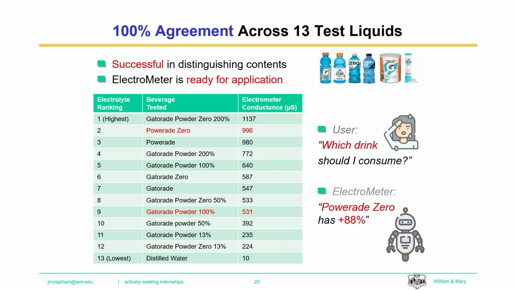We measured popular liquids like Gatorade and Powerade, sugar-full, sugar-free, powdered varieties, and we had a distilled water control, and we had 100% agreement between the multimeter and our electrometer sensor. So we're ready to use for application. If you're a user today and you want to ask our sensor, out of these two drinks, which one has more electrolytes? We will correctly be able to tell you which has more and by how much more it has.